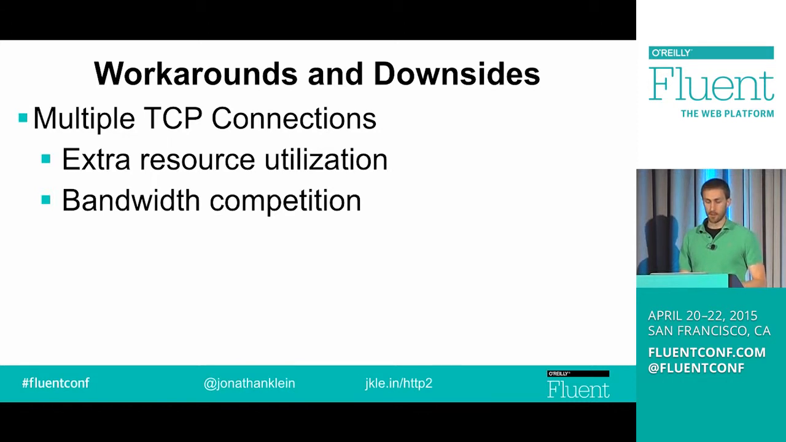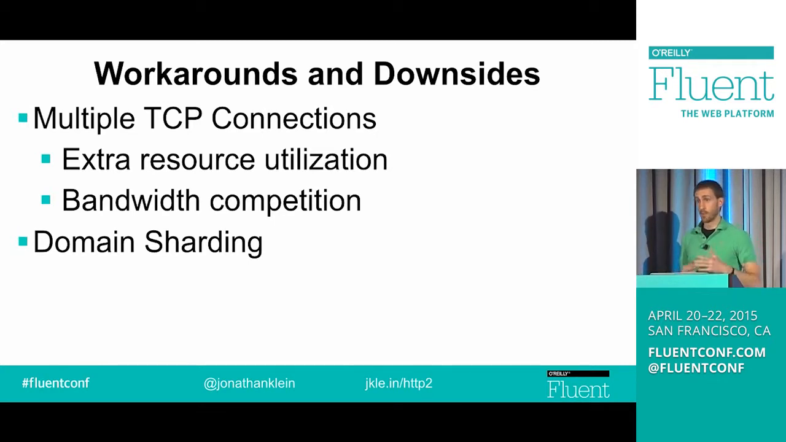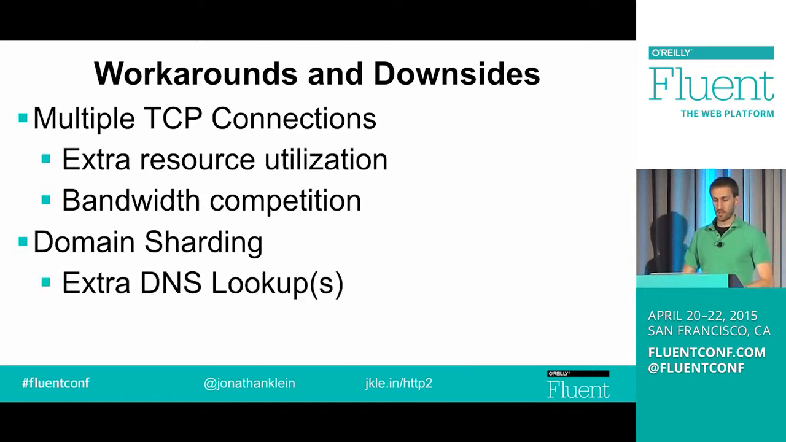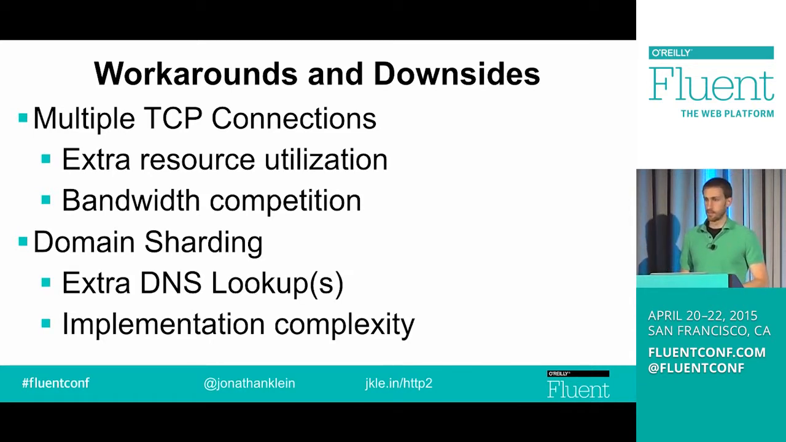Another optimization you'll see here is domain sharding, where you have something like image1.etsystatic.com, image2.etsystatic.com, et cetera. The idea here is, again, to open up more connections. You can get 6 connections per subdomain. And so you can have 12 connections to one domain and really get things in parallel. This also has some downsides. One is you have to actually make those extra DNS lookups. And there's also some implementation complexity involved with domain sharding.